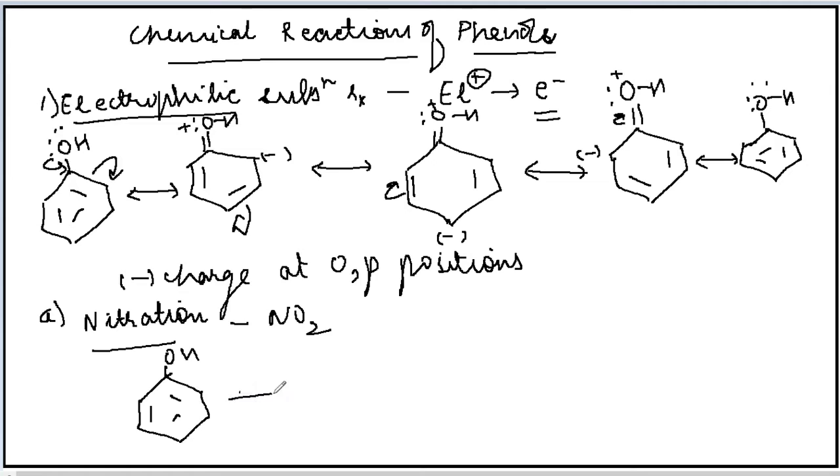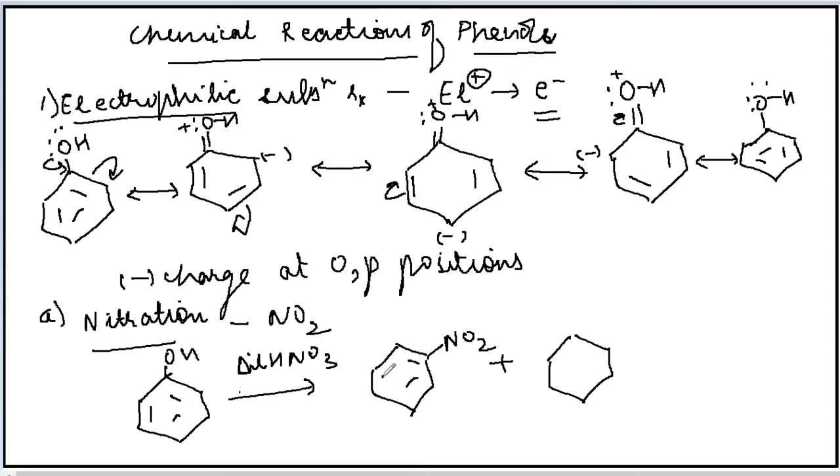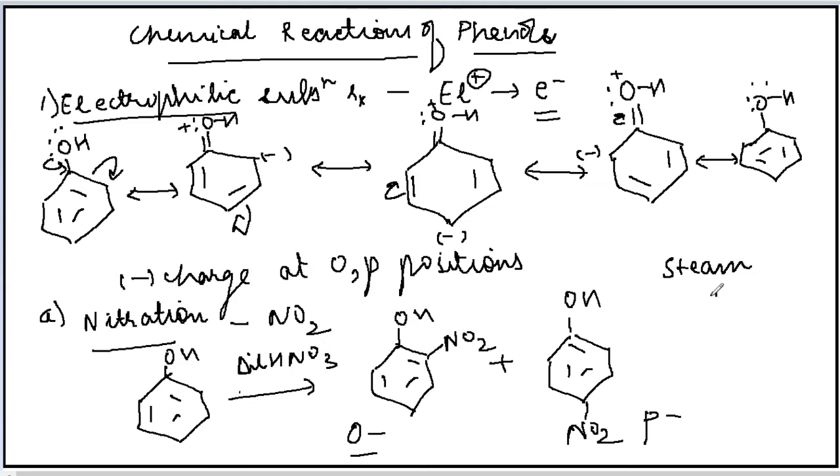So when phenol is treated with dilute nitric acid, it will form ortho and para nitrophenol. So it will form ortho nitrophenol and para nitrophenol. Two products are being formed. Now these two products can be separated by steam distillation.